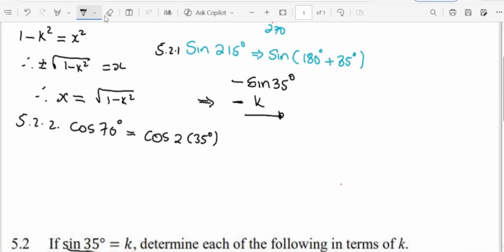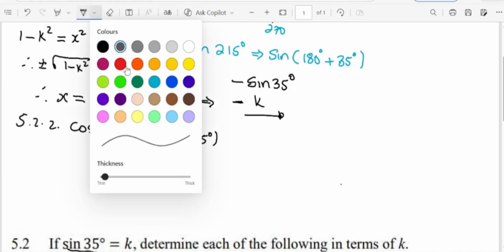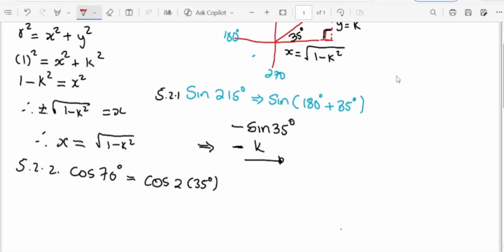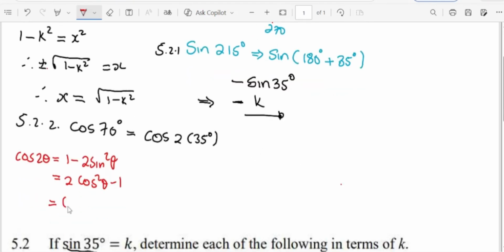So I need to choose the angle based on the options that we have. If you still remember, we said that the cos of 2 theta is equal to 1 minus 2 sine squared theta. It's also equal to 2 cos squared theta minus 1, which is also equal to cos squared theta minus sine squared theta. So we need to choose any of these identities to substitute the cos of 2 times 35.